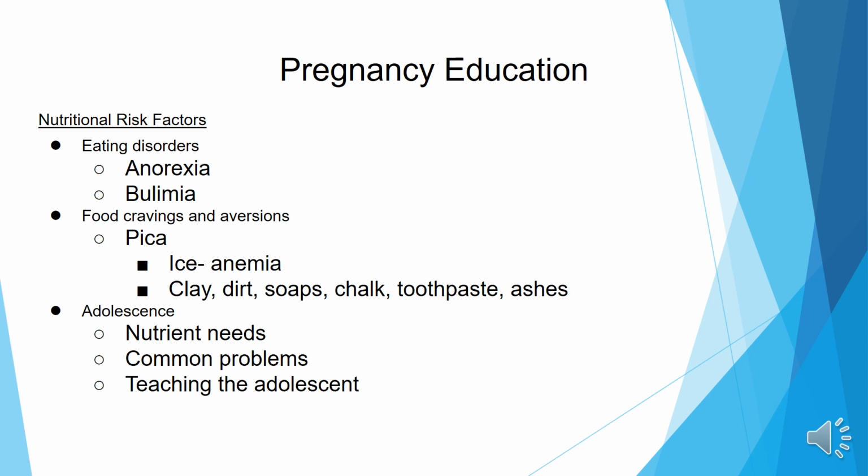Pica is actually more of a psychological disorder that can develop where you're craving foods that you're missing in your diet. Ice is often craved in women who are anemic in pregnancy. Clay, dirt, soaps, chalk, toothpaste, ashes, and it's kind of like an uncontrollable urge to eat these. Sometimes people who are low in iron will eat dirt or clay to bulk up on that. It's more of a psychological disorder than an issue with pregnancy.